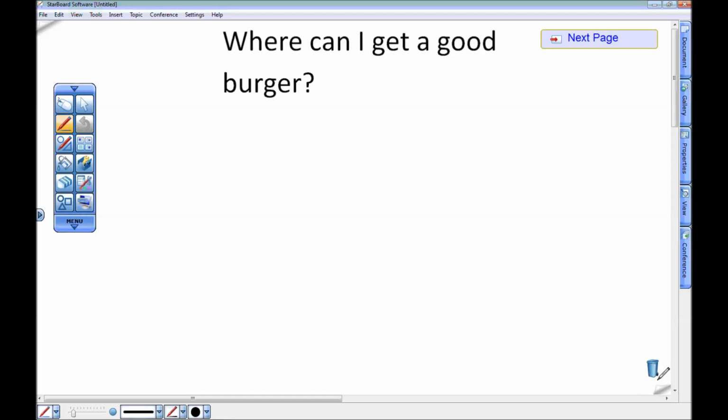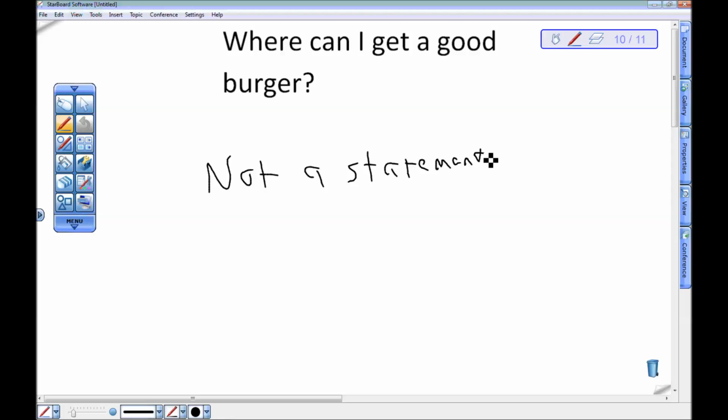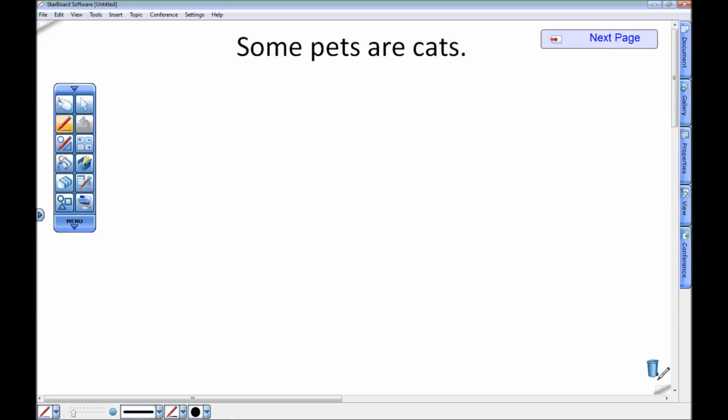Where can I get a good burger? This is making no claim, so this is not a statement. It's not either true or false, it is just a question, so that is not a statement. Finally, some pets are cats. Sure, that's a statement.